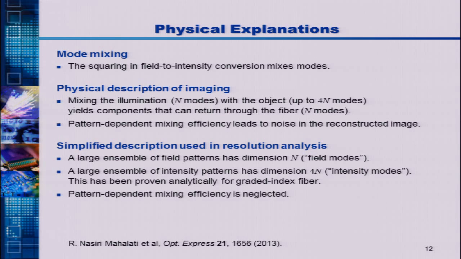And so physically what happens during imaging is that we illuminate an object with a combination of n modes, and we can describe the complex reflectance of the object as having up to 4n modes. And so when the object is illuminated, it produces some information that's within the n modes, and it can come back through the fiber.